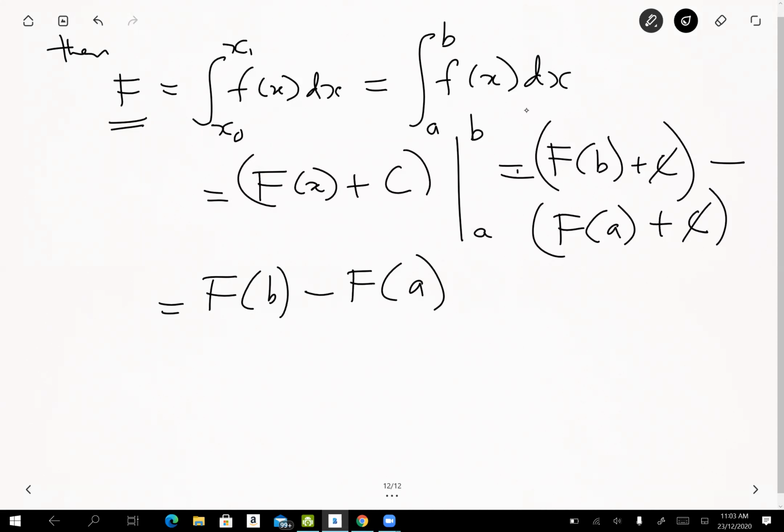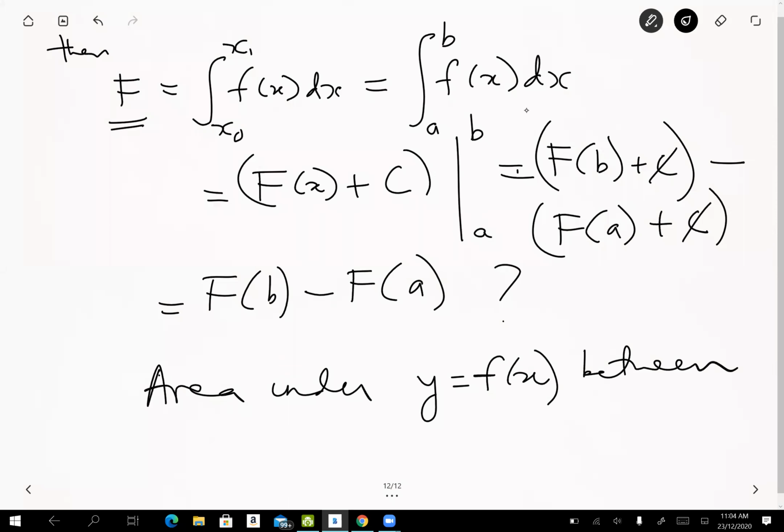Now, what is it? Actually, this thing here is the area. It's the area under the function y equal to f of x between x equal to a and x equal to b. So that F here is a number. And that number is what? It's the area under the function between the 2 points in the interval.